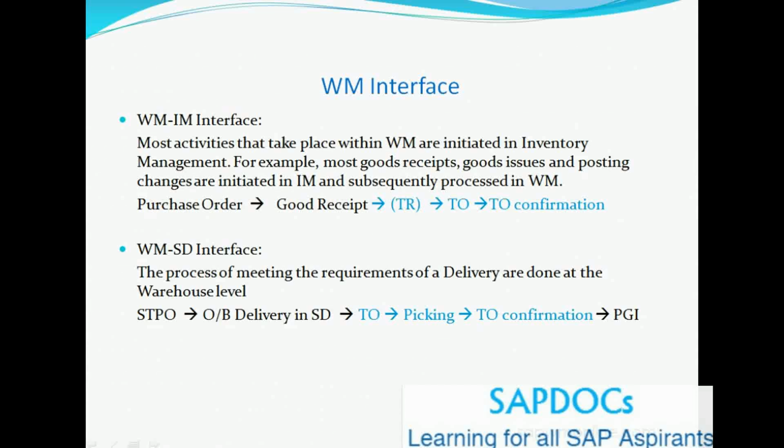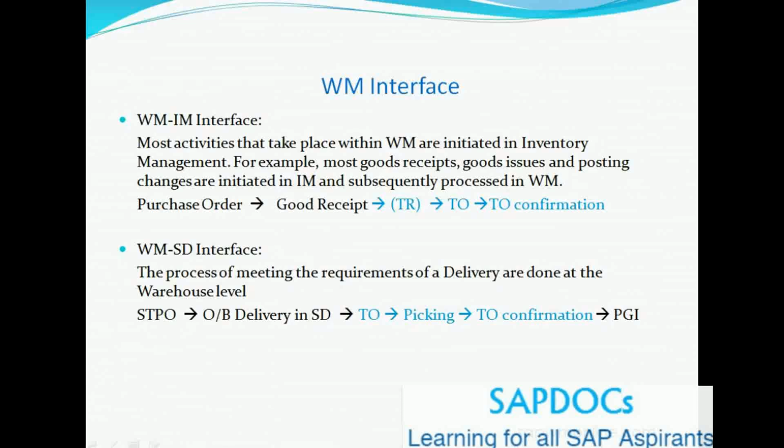So for the WM-IM interface, most activities that take place within WM are initiated in inventory management. For example, most goods receipts, goods issue, and posting changes are initiated in IM and subsequently processed in WM. So if you have a purchase order, the second step would be a goods receipt, which will trigger a transfer request. This transfer request is processed into a transfer order, and finally we do a transfer order confirmation.